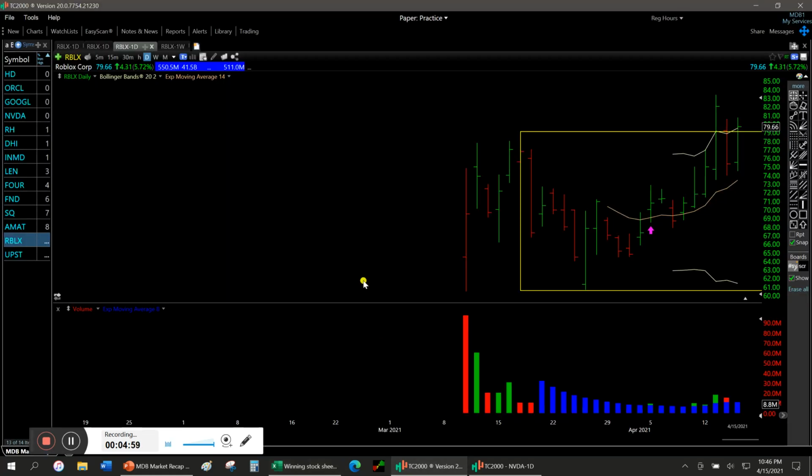So in my opinion, fundamentals are supporting the notion of a price breakout. This one looks pretty good to me. We'll see what happens one day at a time.